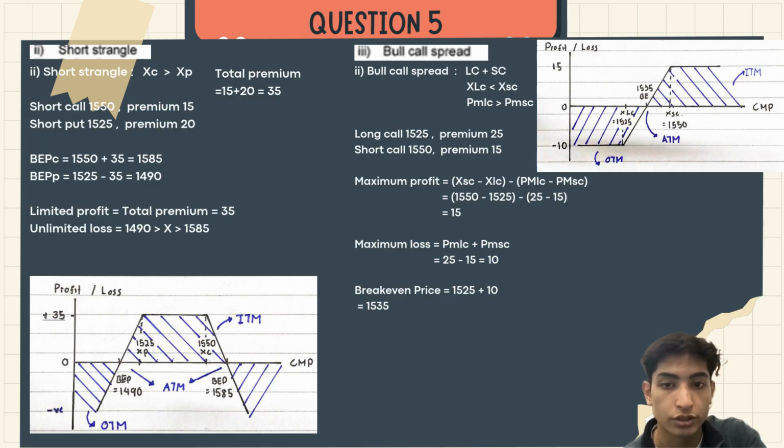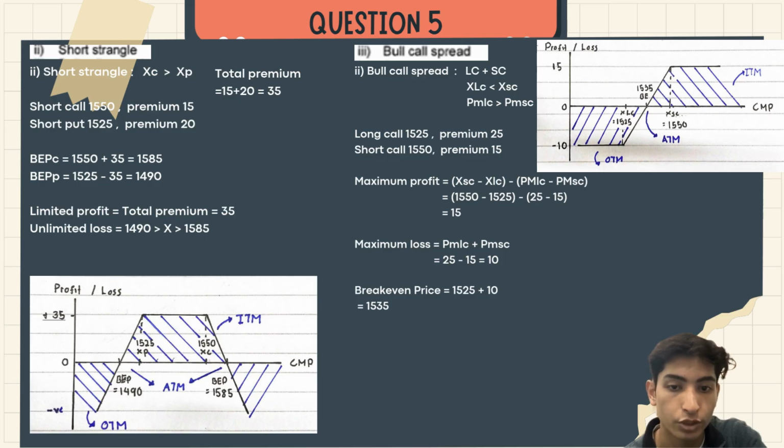And for the third strategy, the bull call spread. For the bull call spread strategy, we buy a call option with the lowest strike price of 1525 and sell a call option with the highest strike price of 1550. The premium paid for the call is 25 and the premium received from selling the call is 15. So the net premium paid is 25 minus 15 equals 10 points. The break even is 1535.